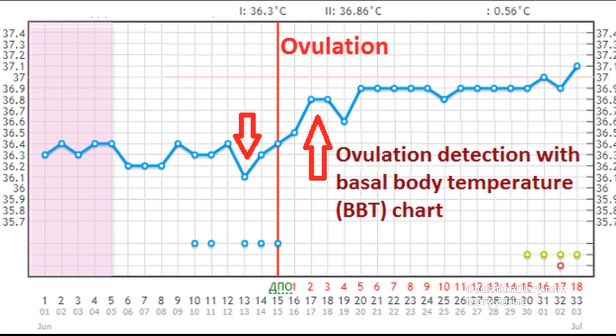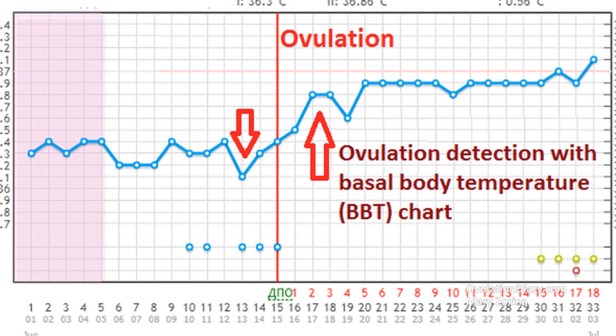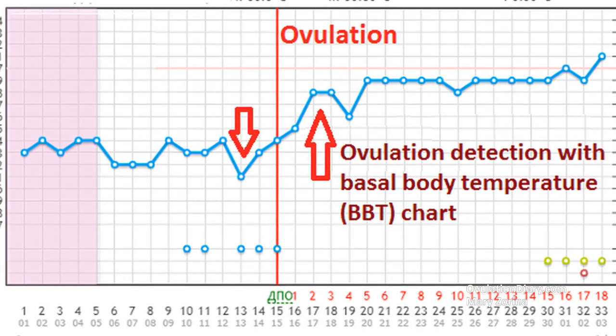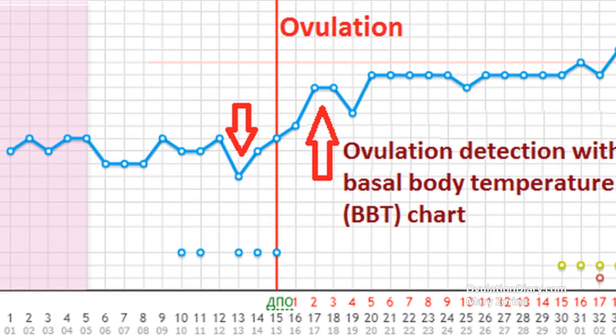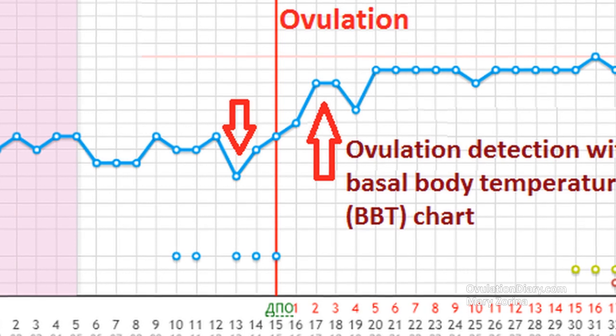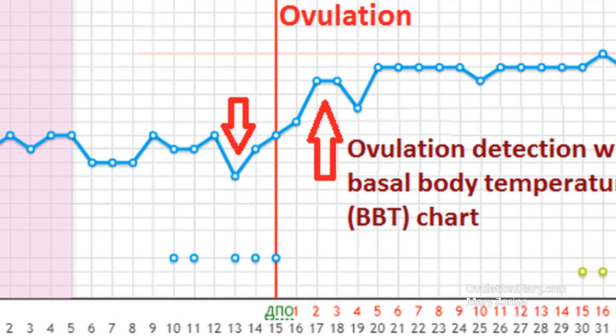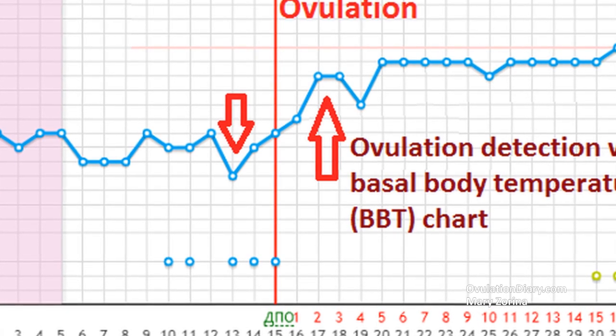Determining ovulation by basal body temperature. It works. When the BBT drops by 0.2 to 0.4 degrees Celsius or 0.36 to 0.72 degrees Fahrenheit, this would indicate ovulation occurrence in about 6 to 48 hours. But such a drop doesn't always happen.